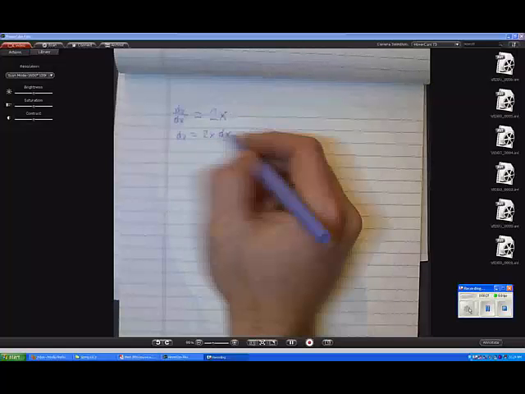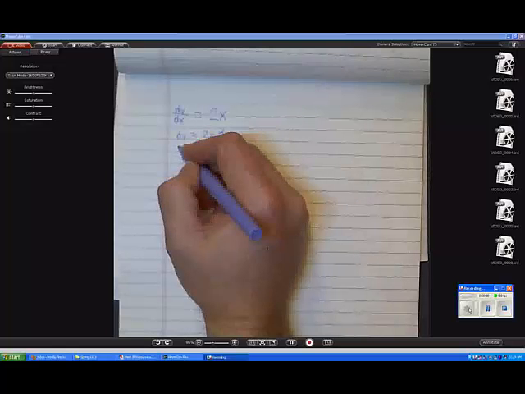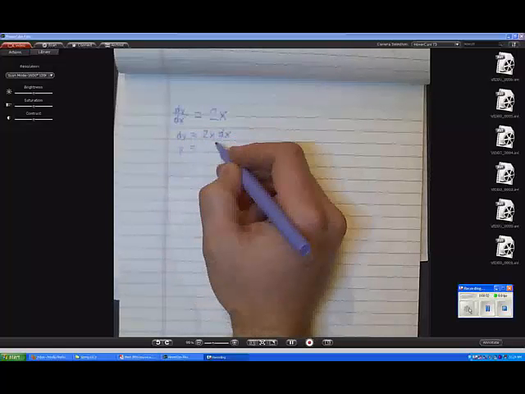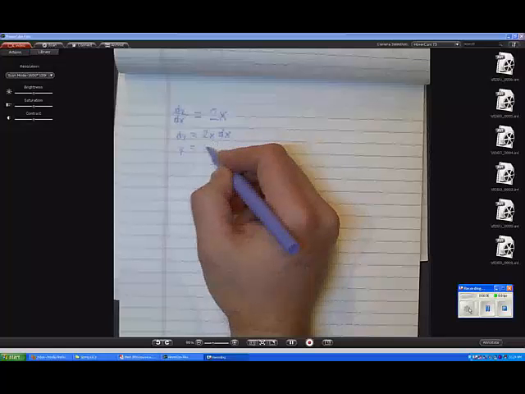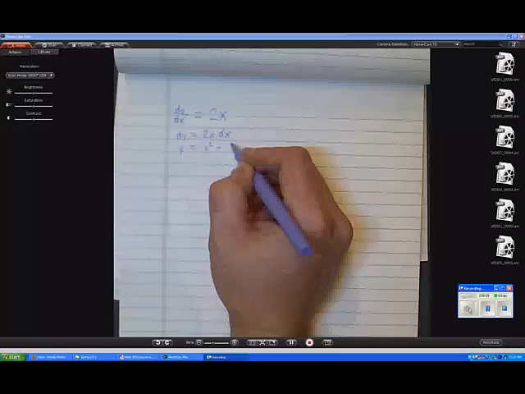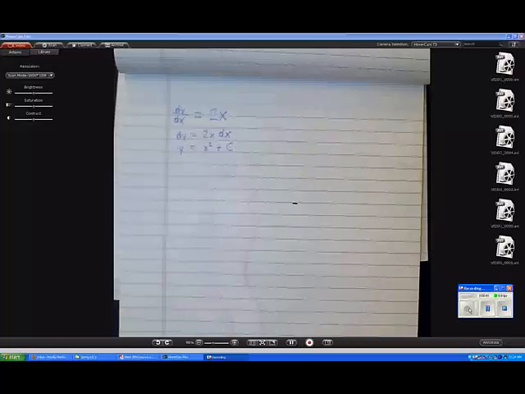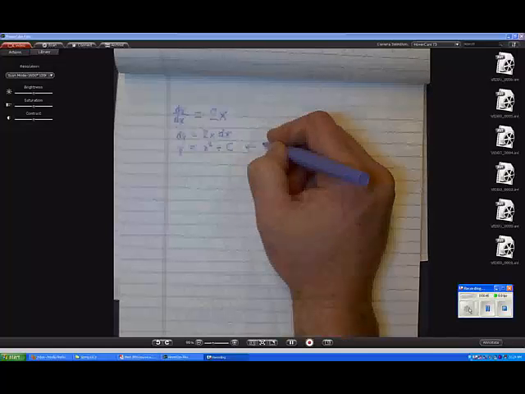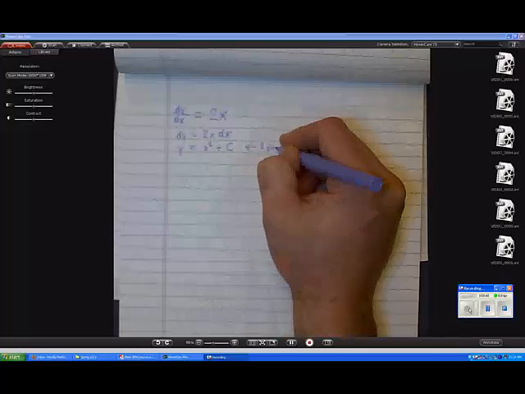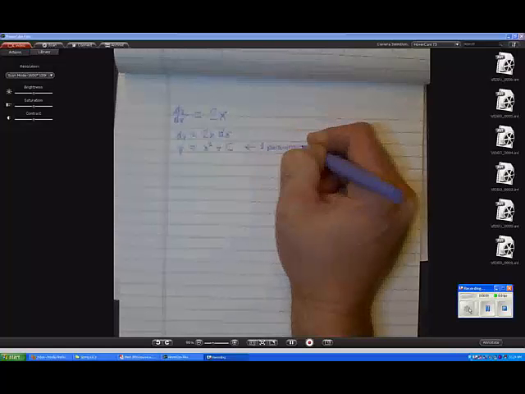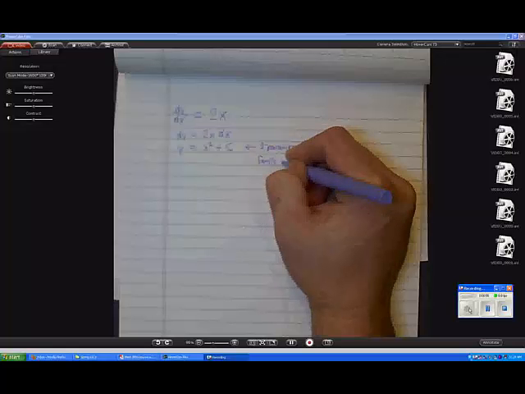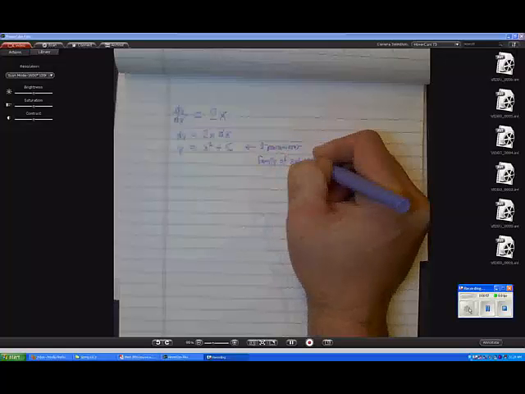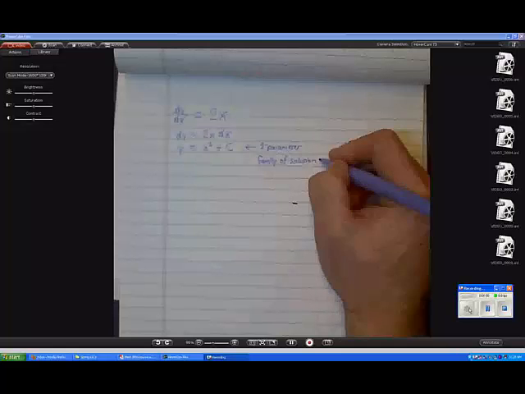When I take the antiderivative of dy, I get y. When I take the antiderivative of 2x, that's x squared. And I need to remember to put a plus c. That's right. Okay. So here I have a one parameter family of solutions. Yes, integral curves. Good.